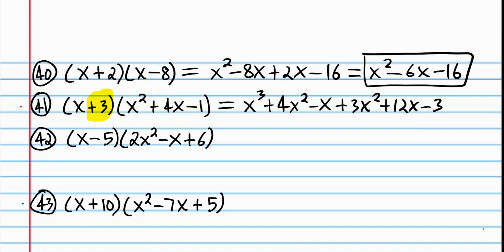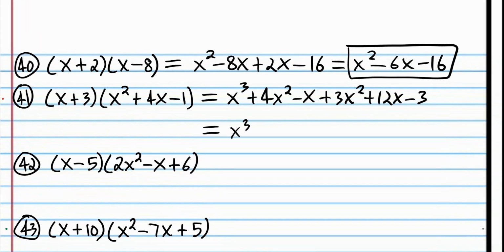So now all we have to do is combine like terms. Remember, you have to always simplify if you can. So we have x cubed. We can't combine that with anything. 4x squared plus 3x squared is 7x squared. Negative x plus 12x is 11x. And we rewrite the 3.